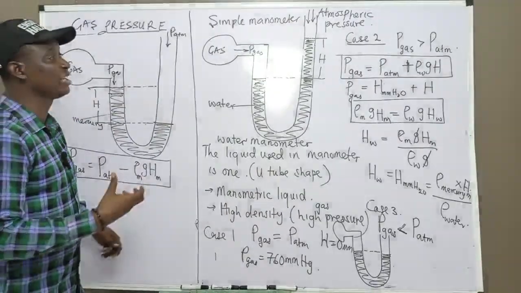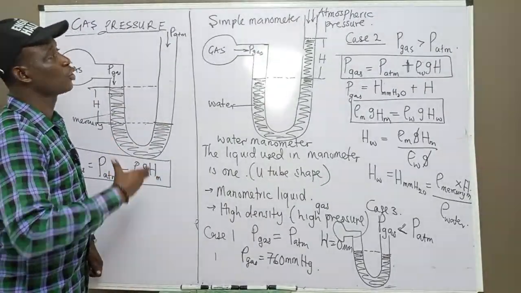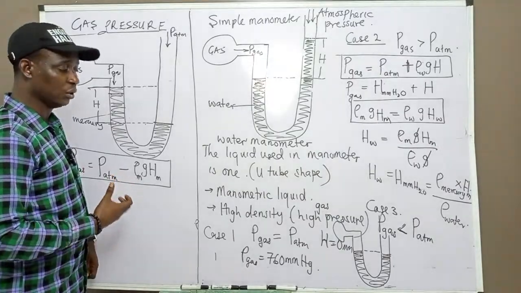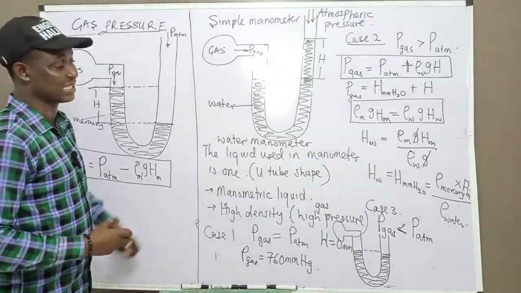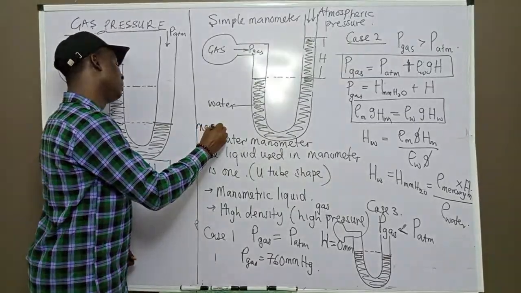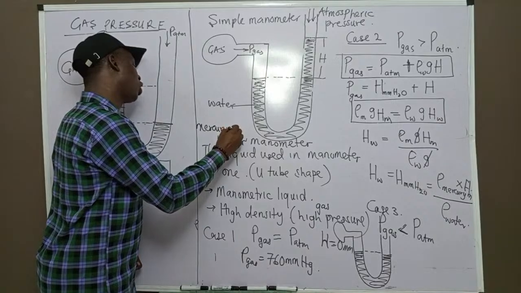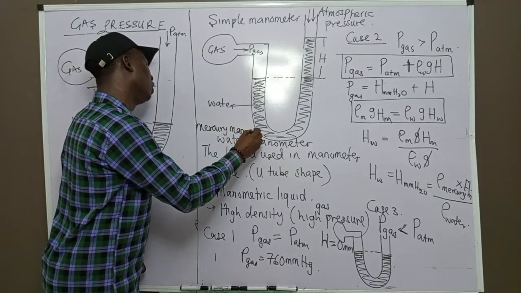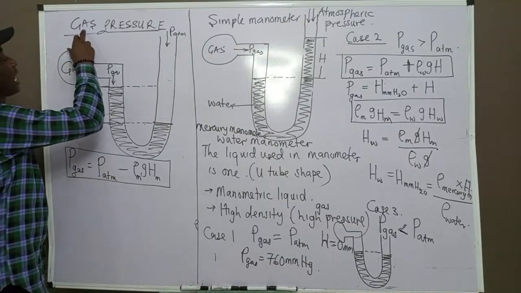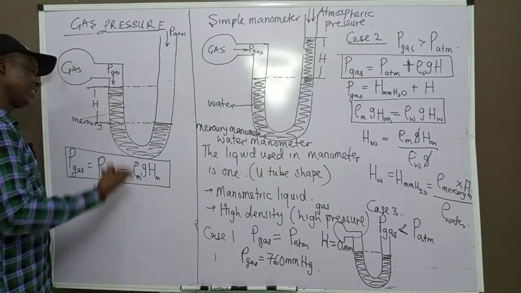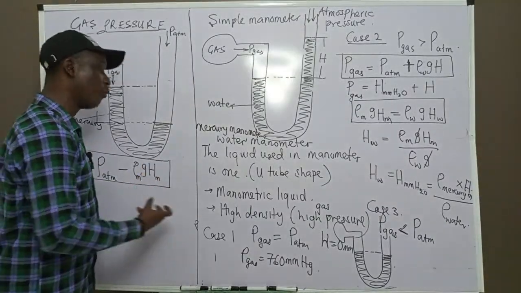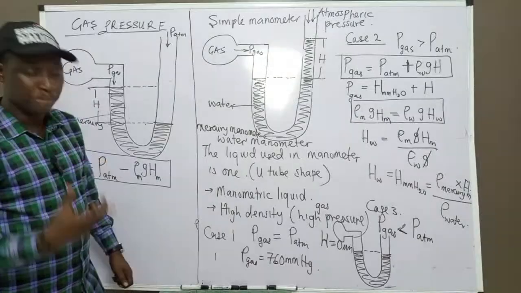So if you want to measure a high pressure kind of gas, you use a liquid with high density. What I would recommend is a mercury manometer. But when you want to measure a low pressure substance, maybe you want to measure gas with low pressure, then I will require you to use a water manometer.